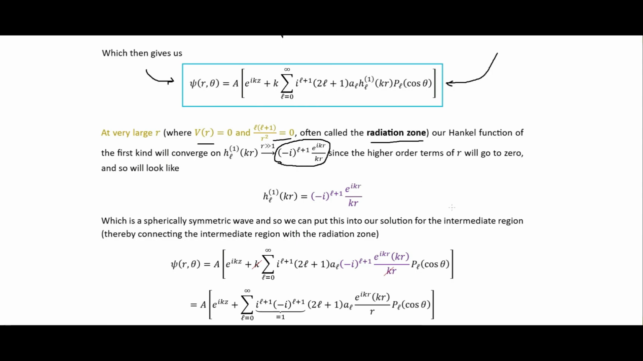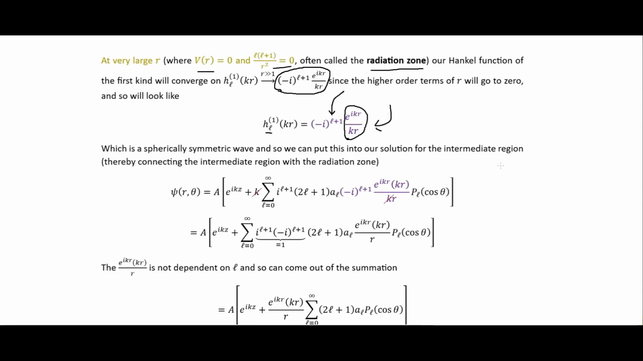terms will go to 0, and so we end up having this right here for our Hankel functions of the different l's. The different l's will have this be different right there, but this part of it will be the same for all of them because those higher order terms, where we have higher kr squared, kr cubed, and so forth, will quickly go to 0. And so this is spherically symmetric, and so we can put this into our solution from the intermediate region.